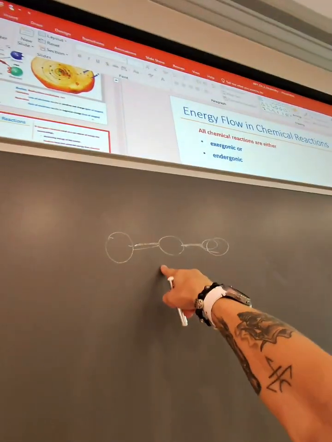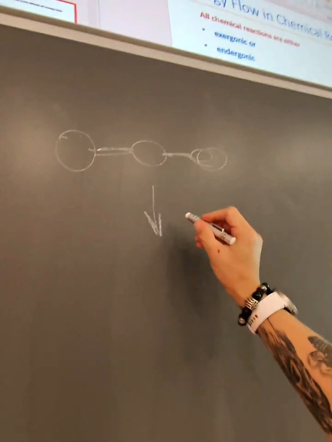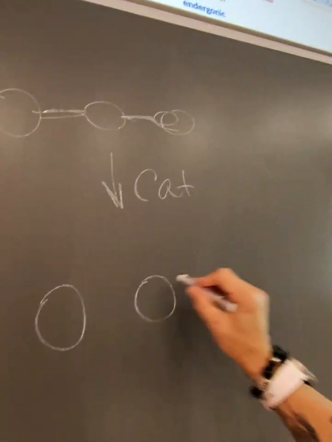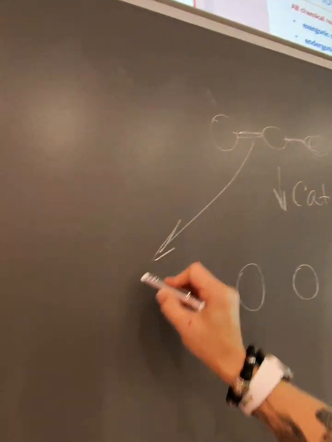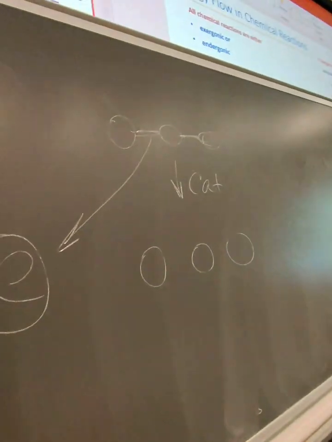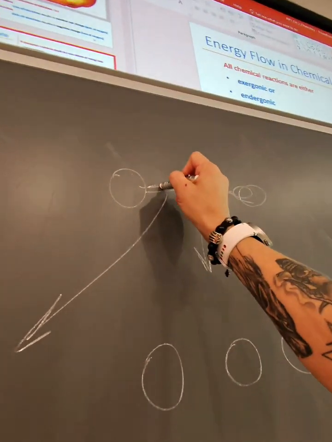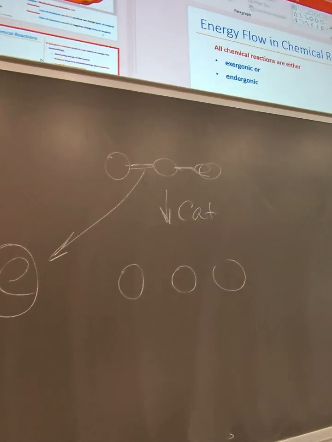So when this molecule goes through a reaction, let's say it's a catabolic reaction, you're going from poly to mono, it releases energy. You release energy, let's say in the form of ATP. Energy is being released because the energy is stored within the chemical bonds. So this is an exergonic reaction.